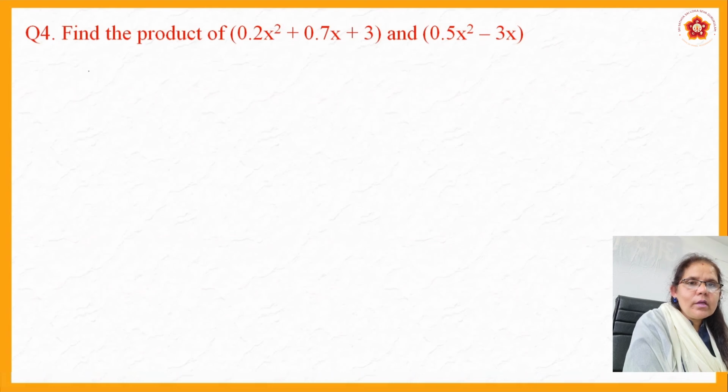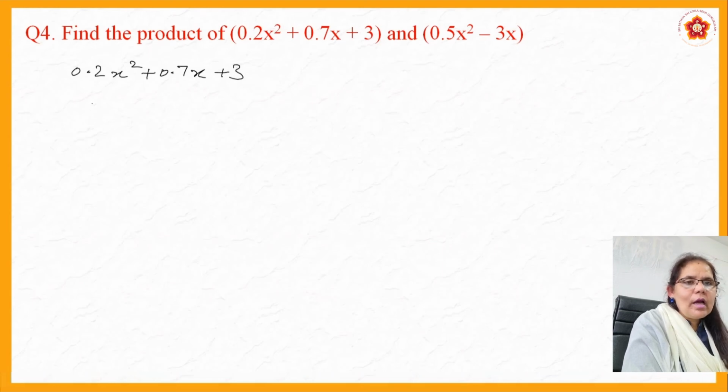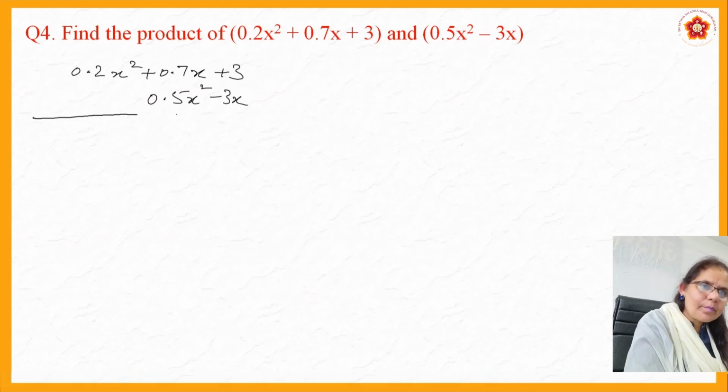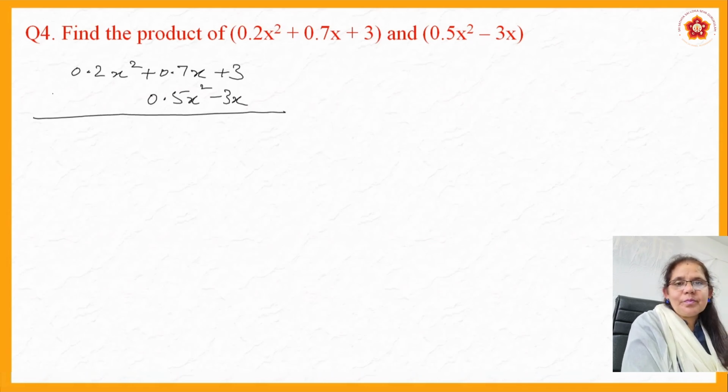We have 0.2x square plus 0.7x plus 3. And we have to multiply it by 0.5x square minus 3x. We'll try to solve this question by two methods. First, the same way, by minus 3x we'll multiply each term. When you multiply by minus 3x, let's see what do we get.